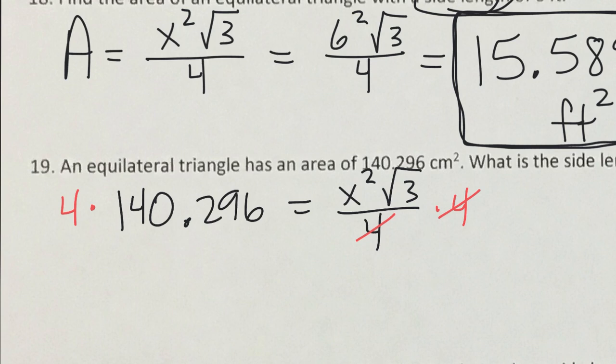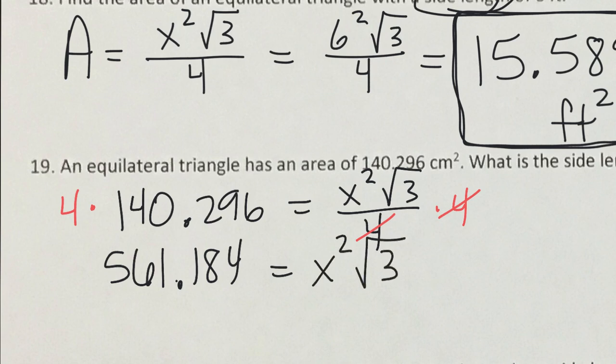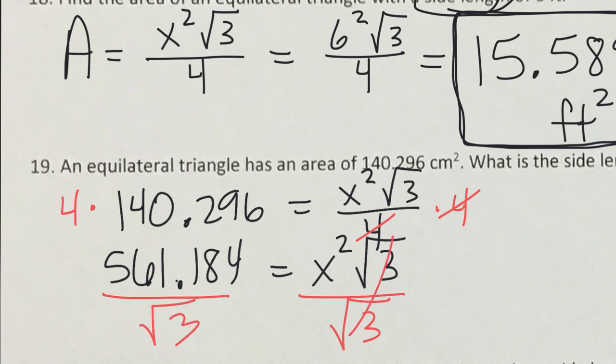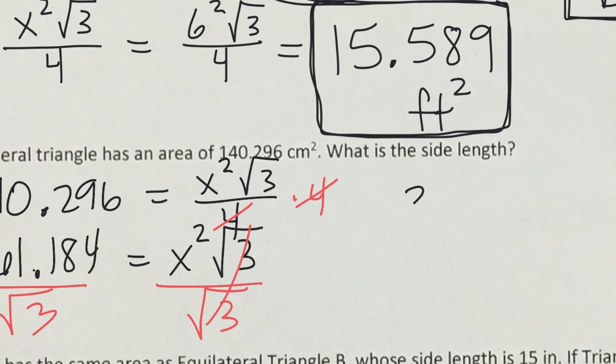So 4 times 140.296 is 561.184, which equals x squared times root 3. The next algebra step is to divide by root 3. Remember, your calculator can handle this. Divide by root 3, and my calculator says 324. Exactly, 324 equals x squared.